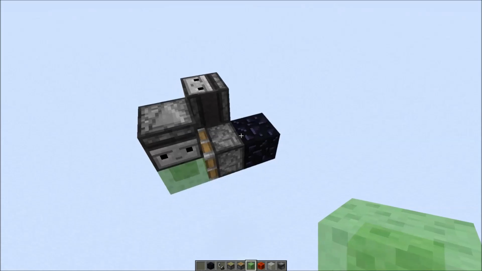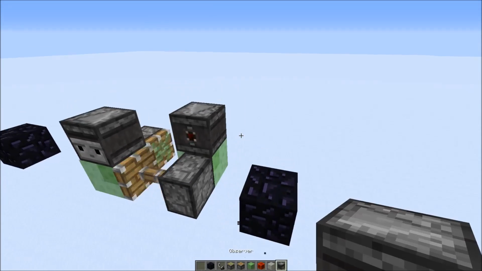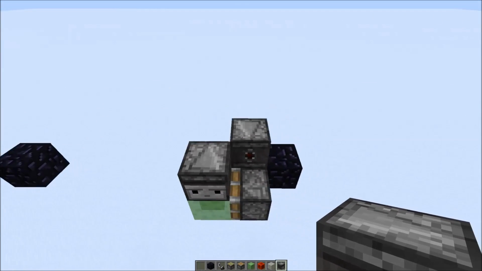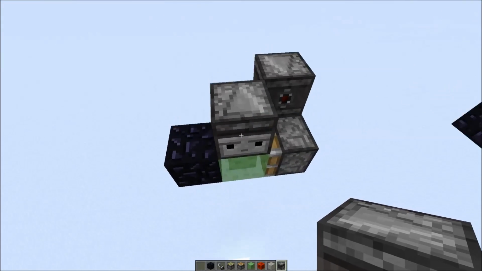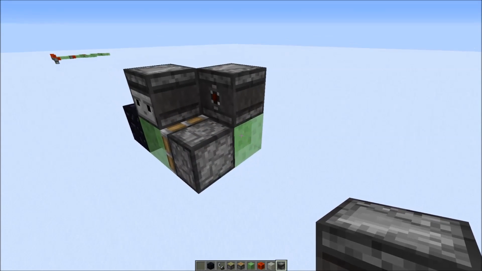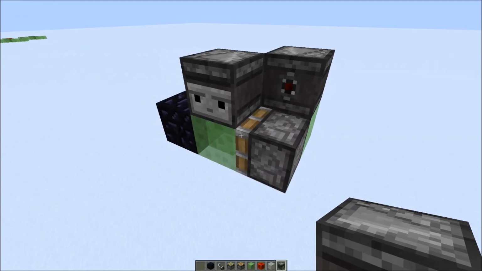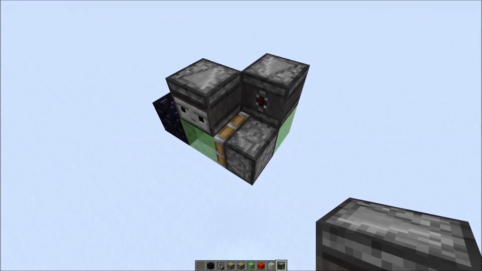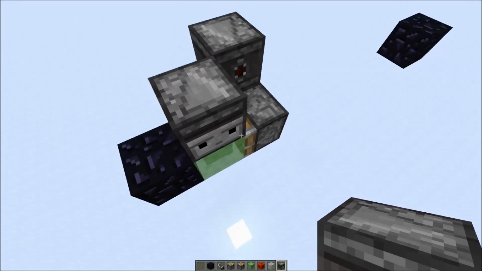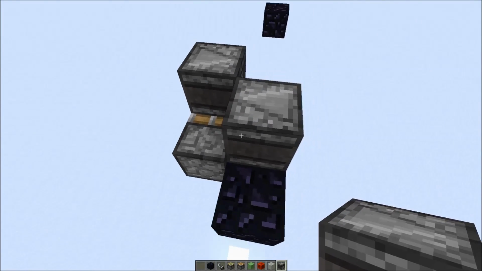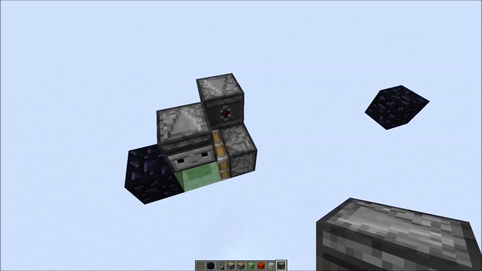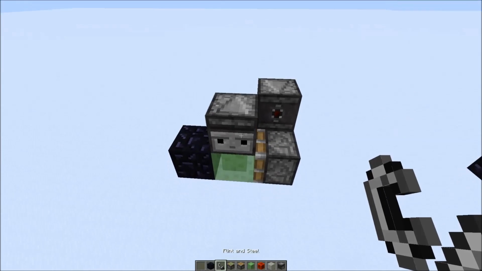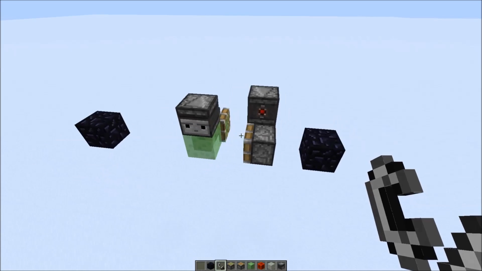So let's rearrange it so it's easier to see. What we do here, we power the sticky piston here, which pushes this slime block with the other sticky piston and the observer on top. And then this is the pulling extension, because this pulls those blocks again. So we push and pull and push and pull. Basically we combine a pulling and a pushing extension into an engine.